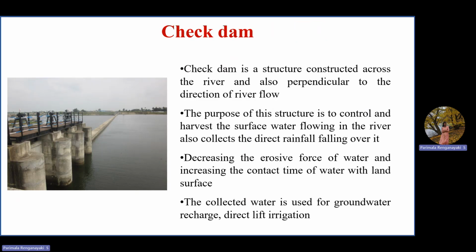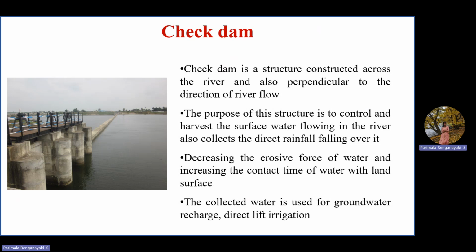Then check dam. This is a structure constructed across the river. As I said, in India we have mostly non-perennial rivers in the southern part. Only during rainfall the river will be flowing, and in southern India we can assume October, November, December is the rainy season, the northeast monsoon, where we get a high amount of rainfall. If we do not have such a structure, whatever rain is falling will go into the sea.